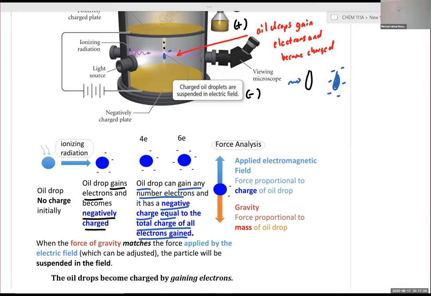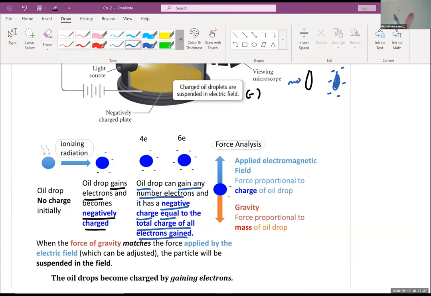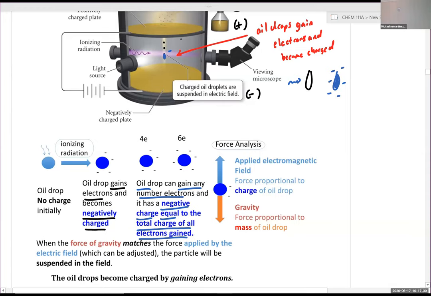Now, once we have our oil drop, we can do some classical force analysis, just like in physics. If we look at all the forces acting on the oil drop, we have the applied electromagnetic field, which is based on the charge, and the force of gravity, which is based on the mass. If we carefully adjust the electromagnetic field, eventually the particle will remain suspended in the field. It'll just remain floating in the collection chamber, not moving up or down, perfectly still. And we can observe that with a viewing microscope.